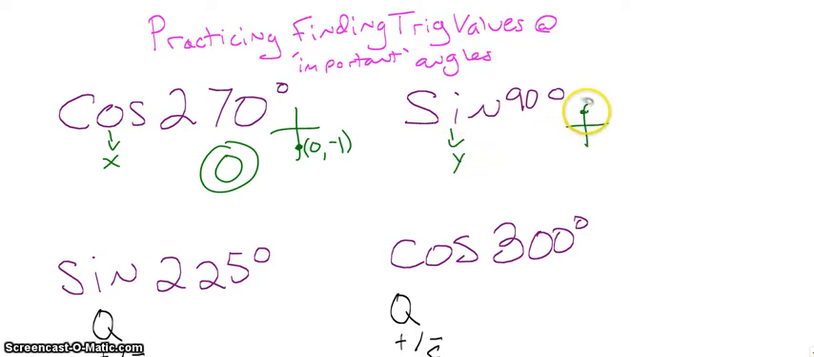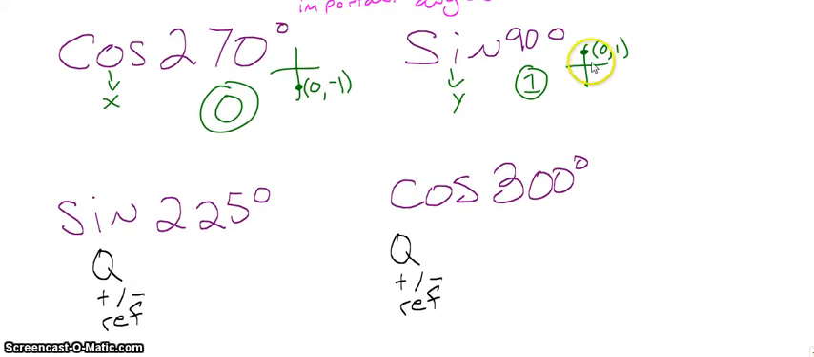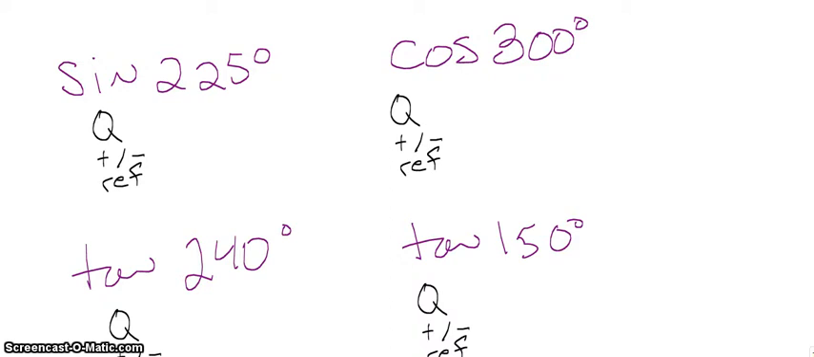Sine, y over r, so we're looking at our y value. 90 degrees is up here. Our point there is 0, +1, so our y value there is just 1. You would do the same thing as if we were doing 0 or 180, but I just wanted to show you a wide variety of problems.